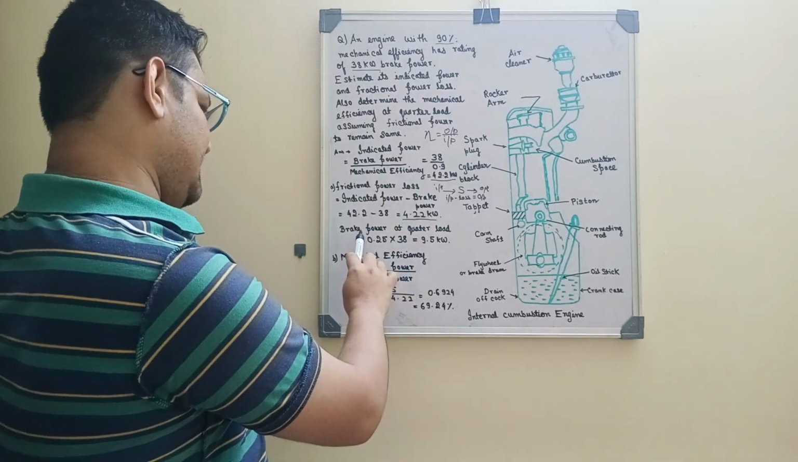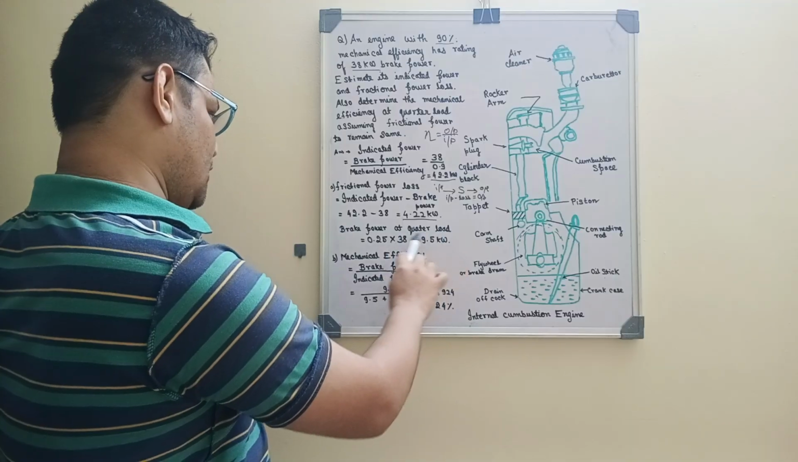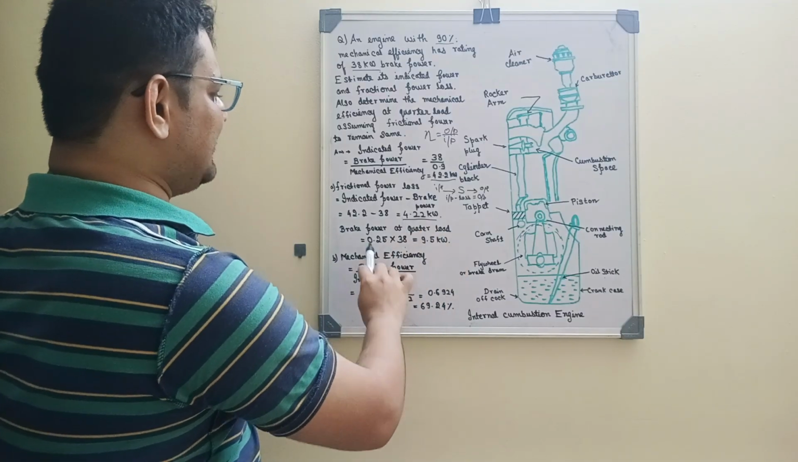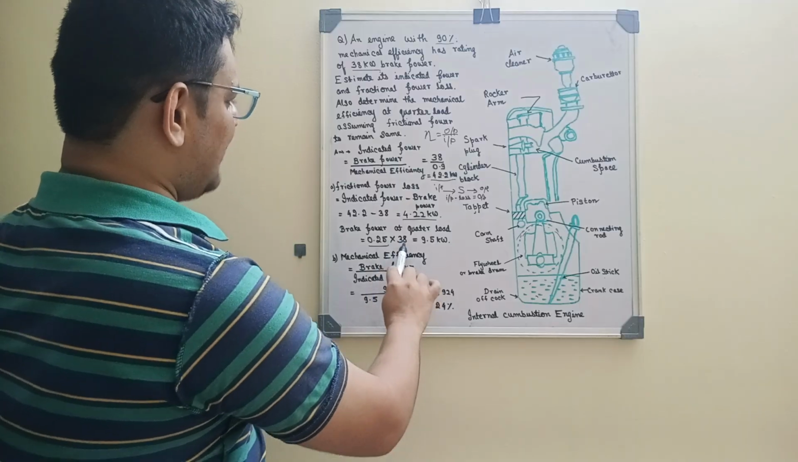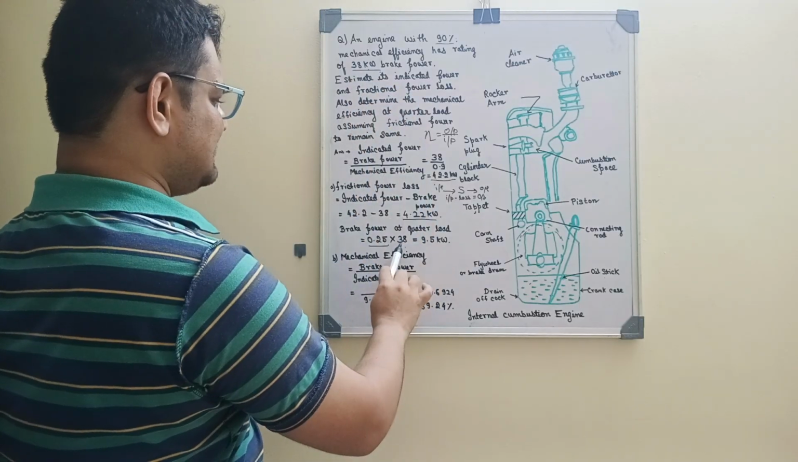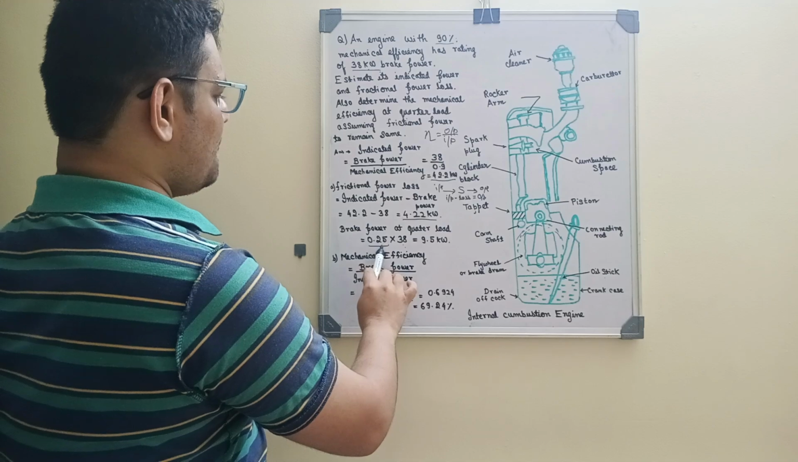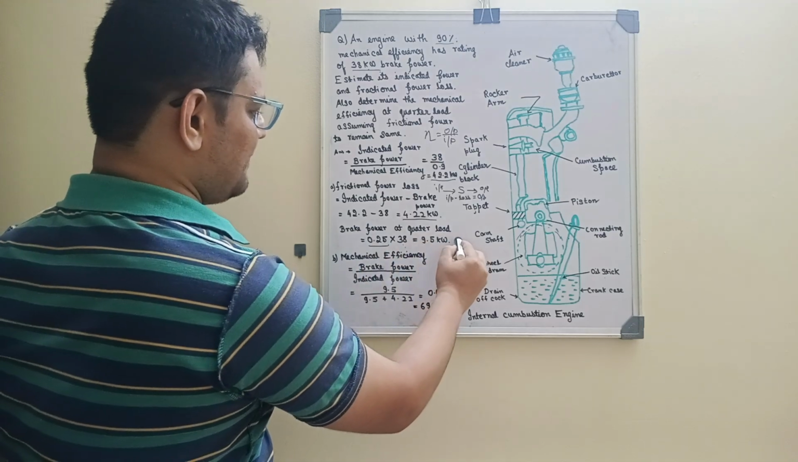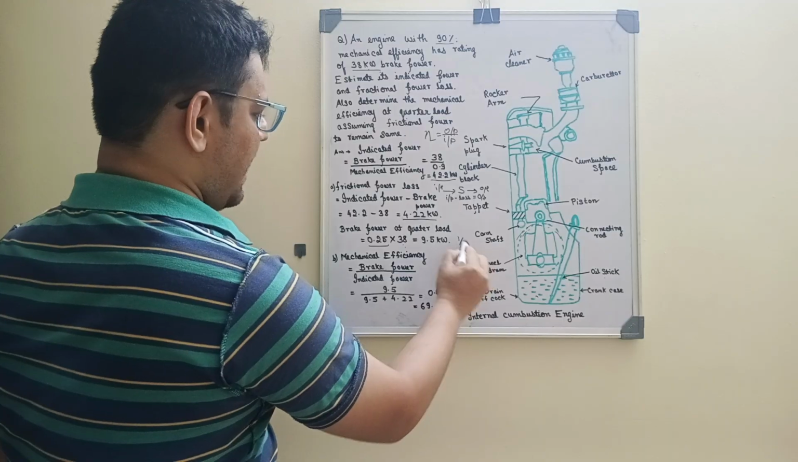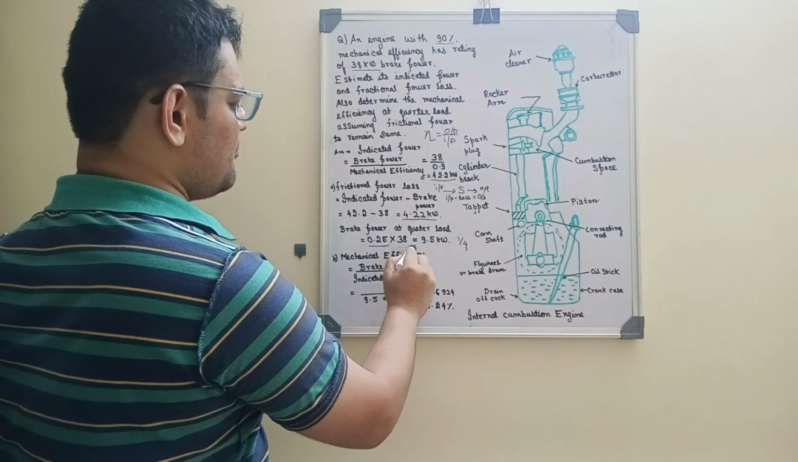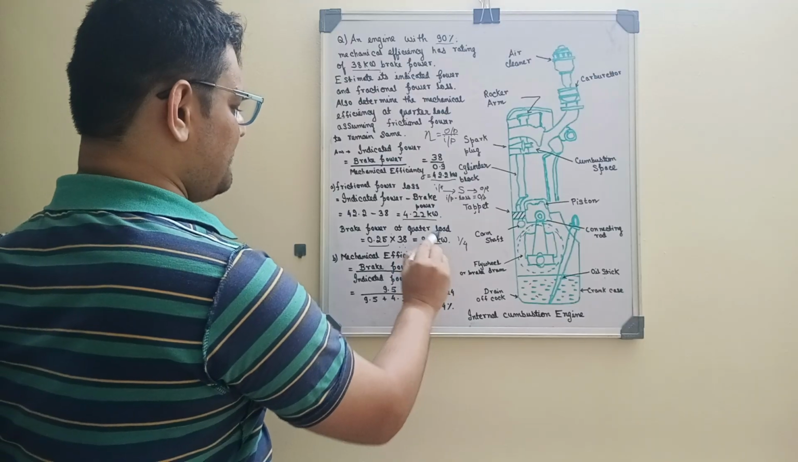Now we will take out the brake power at the quarter load, that is 0.25 into 38. This 38 is the brake power, 38 kilowatt, and we multiply by 0.25 to get the brake power at the quarter load. Quarter means one by four, and if it were told the brake power at half load, then we would have multiplied by 0.5. So it is 9.5 kilowatt.